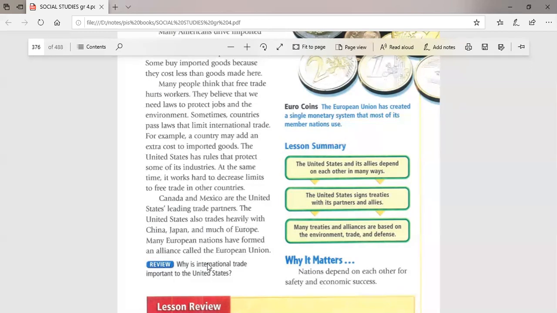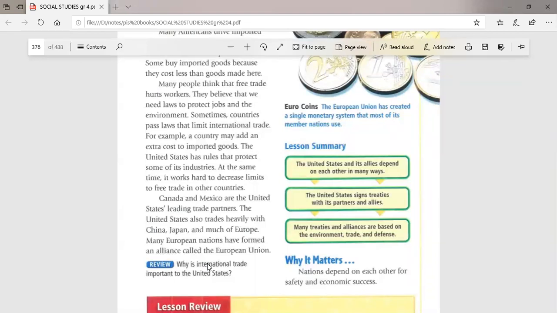Why is international trading important in general, Muhammad, not only for the Americans, for any country? International trading is very important because it helps the country improve and increase its economy. If we trade a lot with other countries, our economy will increase, but with limits. We do international trading, but with limits. Why? To encourage the local product.